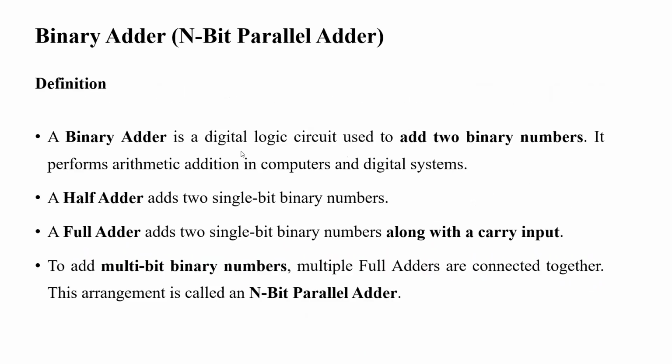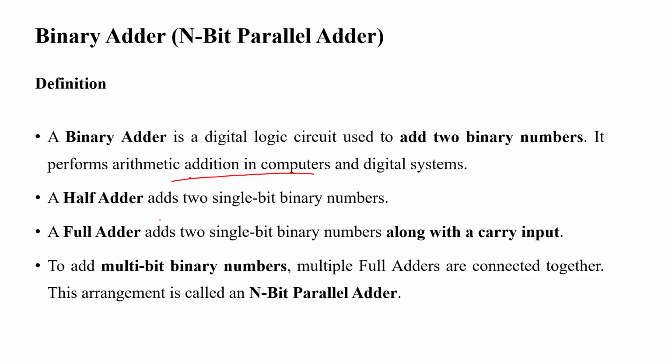So first one, binary adder, n-bit parallel adder. A binary adder is a digital logic circuit used to add two binary numbers. It performs arithmetic addition in computers and digital systems. So a half adder, what will happen? Yesterday in the last class we saw what a half adder and full adder are. Even the half subtractor and full subtractor we have completed.